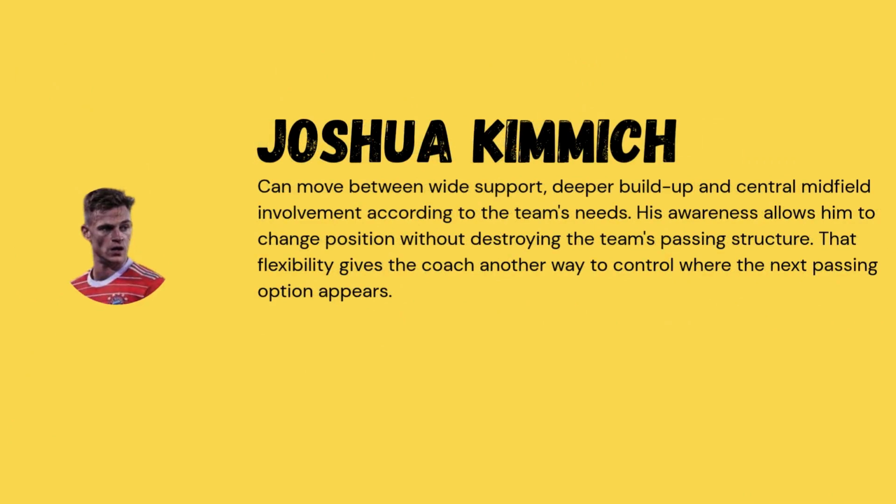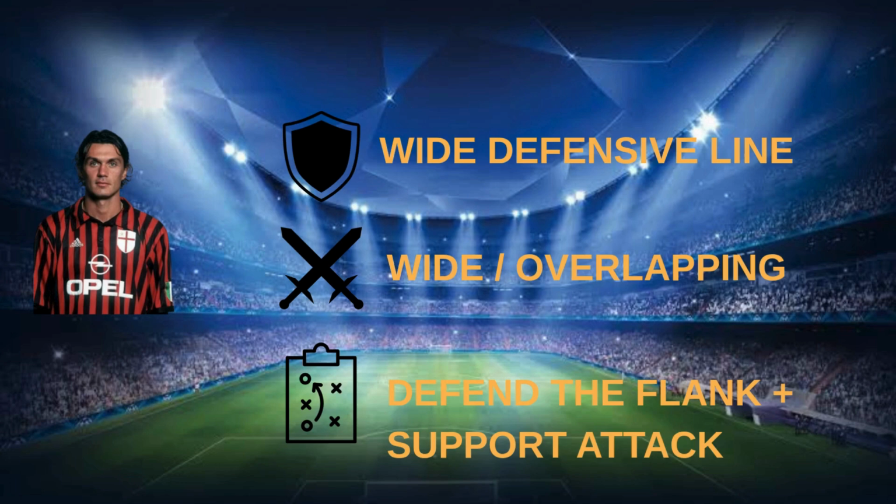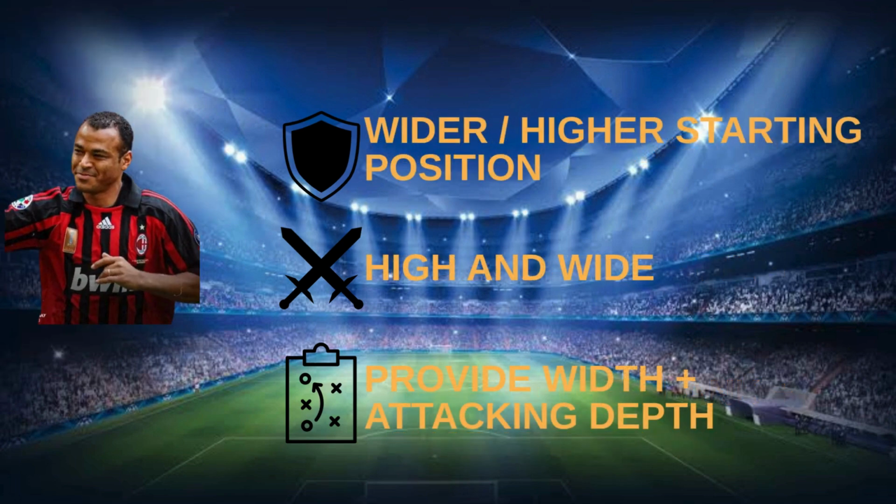And that's what to watch for between the lines. So the difference is really about where the fullback creates value. The fullback uses the overlap to add width while protecting balance. The wingback pushes higher to provide constant width and depth.